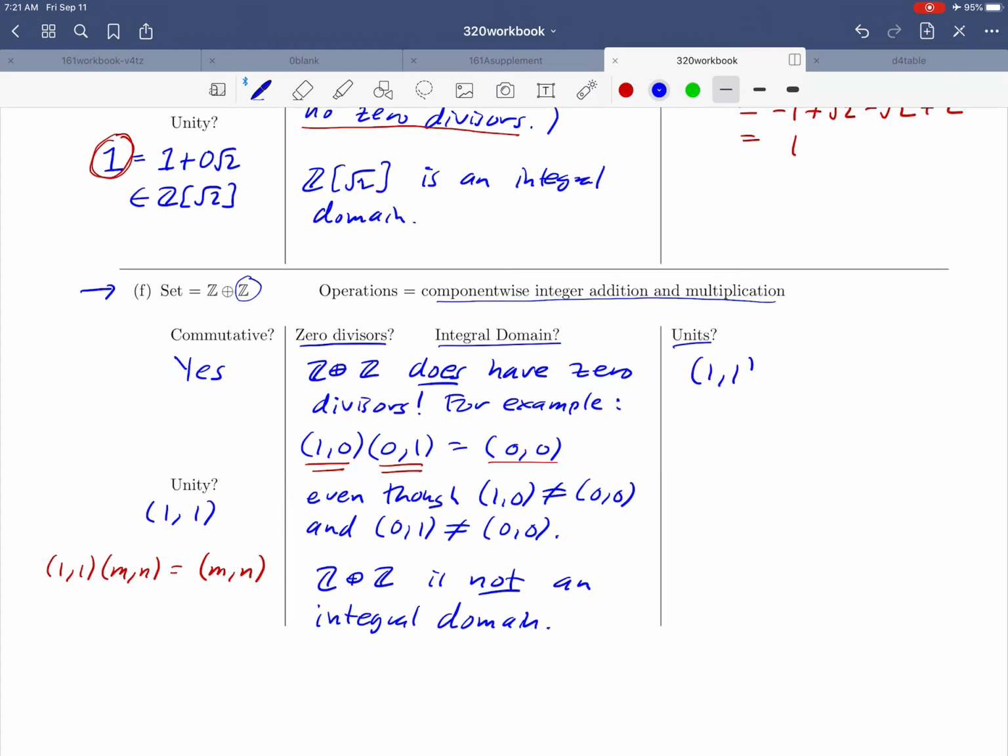Okay, so our unity element is going to be a unit. 1, 1 and 1, negative 1. Okay, if we multiply that by itself, we're going to get the unity element, so that's a unit. Negative 1, 1. And then finally, negative 1, negative 1. Okay, those are the 4 units in this ring.